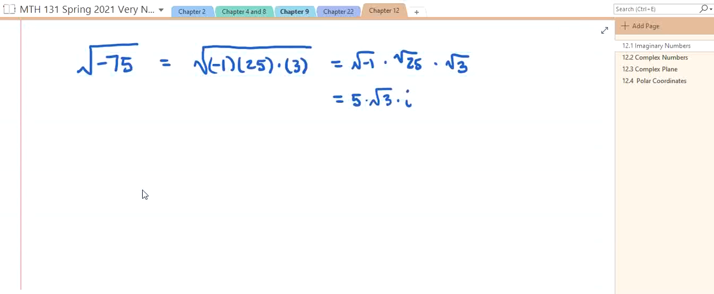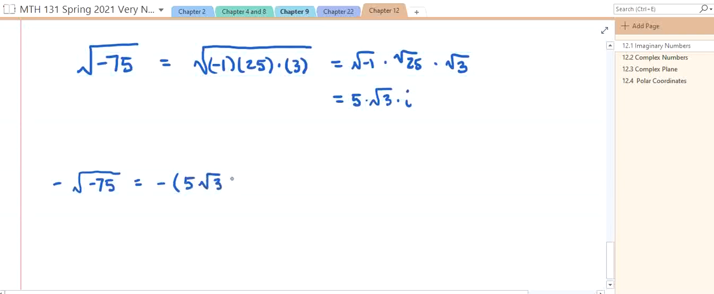Notice I could have a situation where I have minus the square root of minus 75. Well, in that case, we would do the same thing we did over here, but we would end up with minus 5 square root of 3 times i, or just minus 5 square root of 3i.